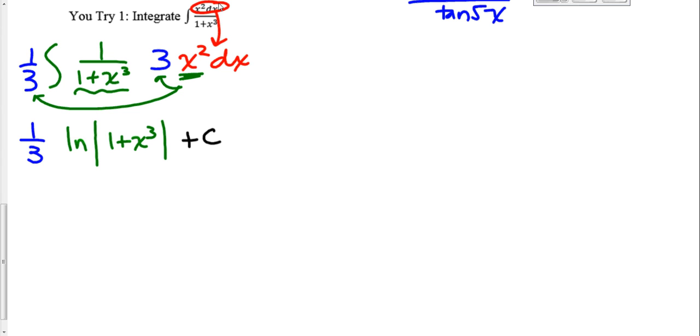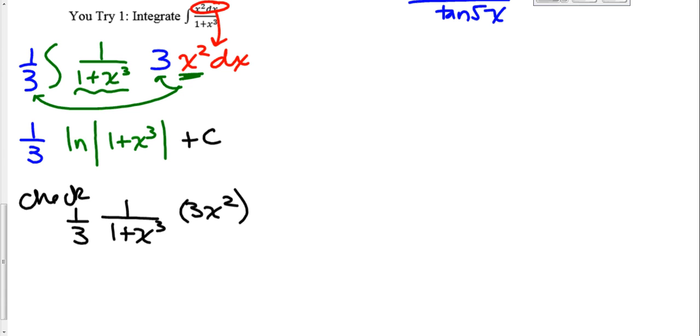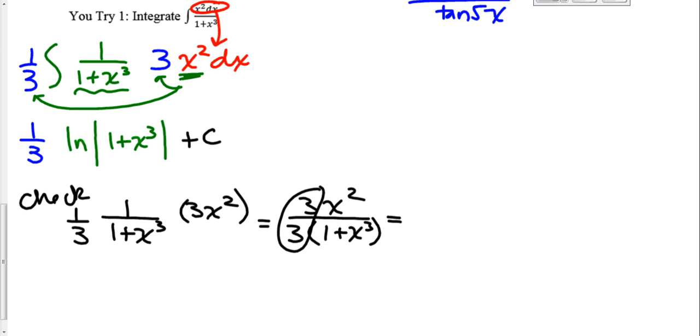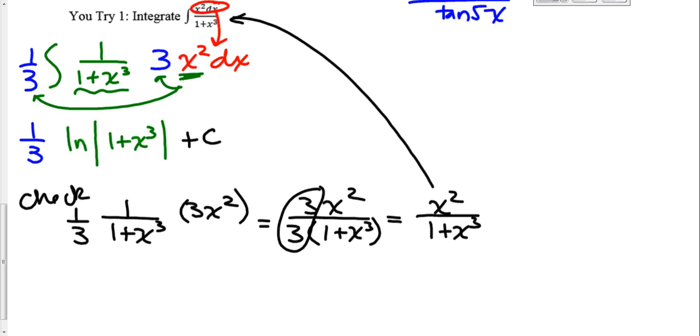Let's go ahead and give it a quick check. My constant stays. The derivative of the natural log is 1 over whatever I'm taking the natural log of times the derivative of the inside, which is 3x squared. And when I simplify that, I have 3x squared over 3 times 1 plus x cubed. And the 3's simplify to a 1, leaving me with x squared over 1 plus x cubed. And that is what I started with up here. So moving on to the back.